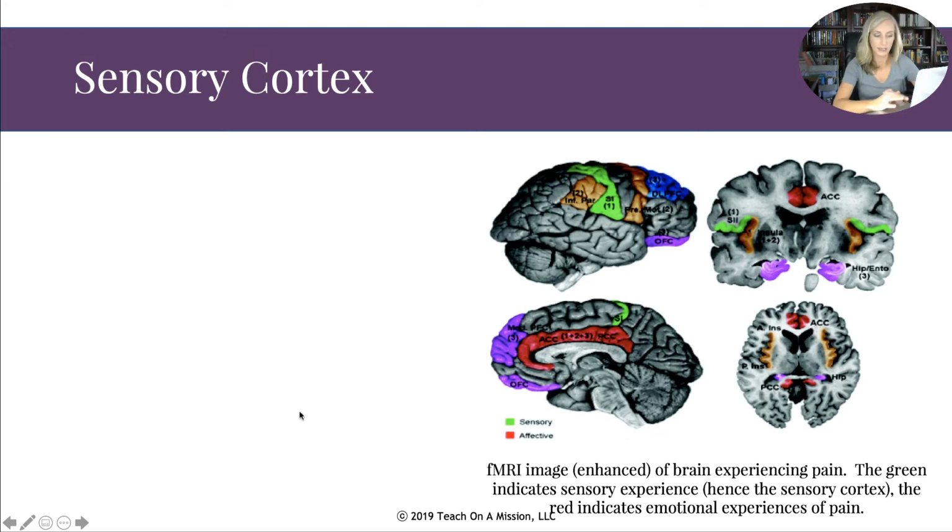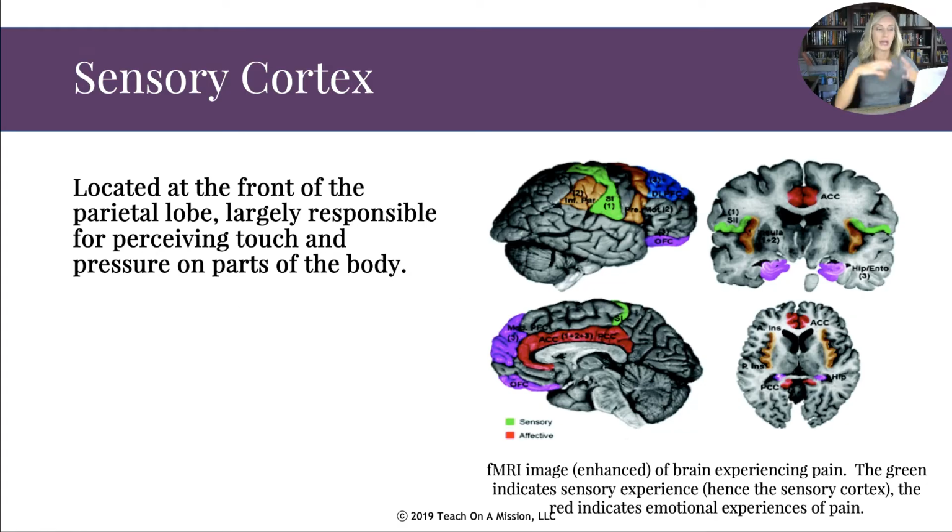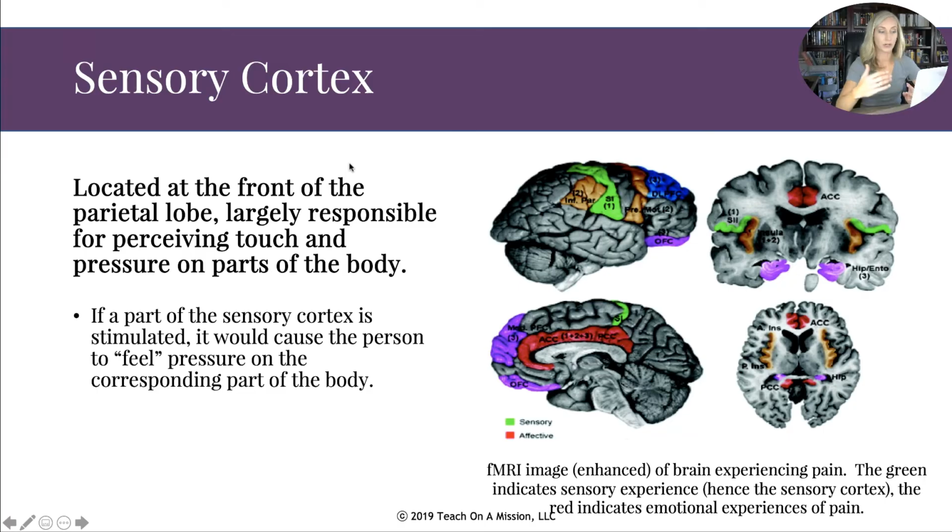So this image is actually an fMRI image that's enhanced of a brain experiencing pain. And the green that you see there indicates sensory experience right where the sensory cortex is, right? And the red indicates emotional experience. So it's located at the front of the parietal lobe. It's like that second headband, if you were to have on two headbands, largely responsible for perceiving touch and pressure on parts of the body.